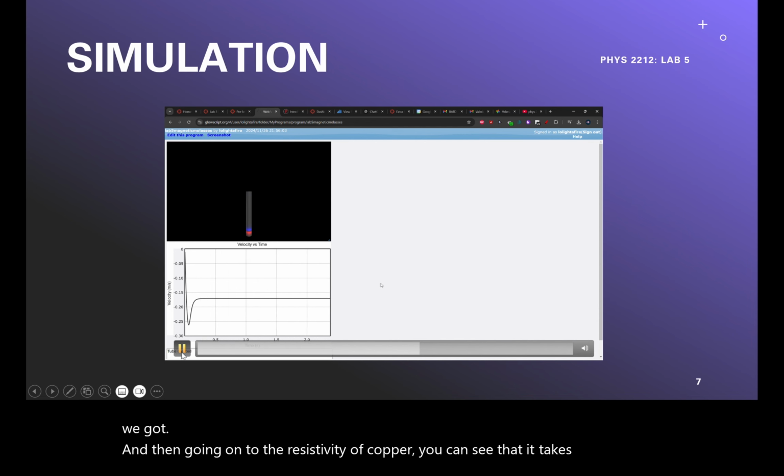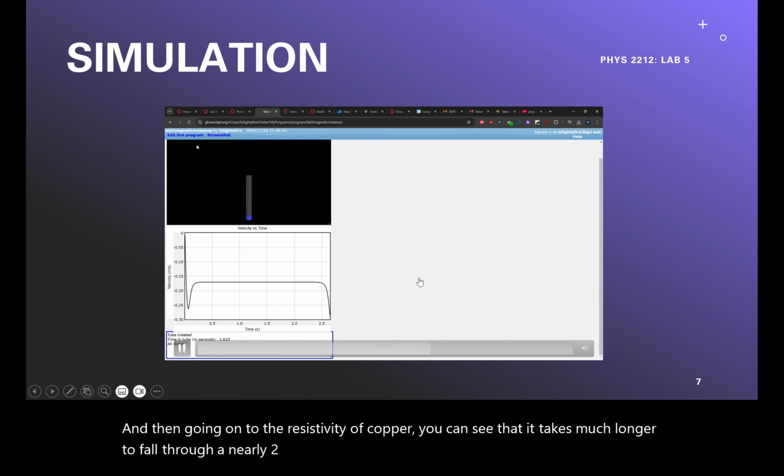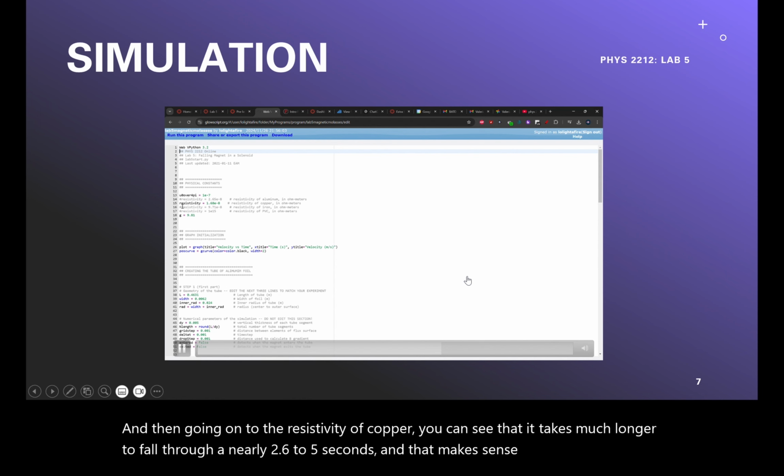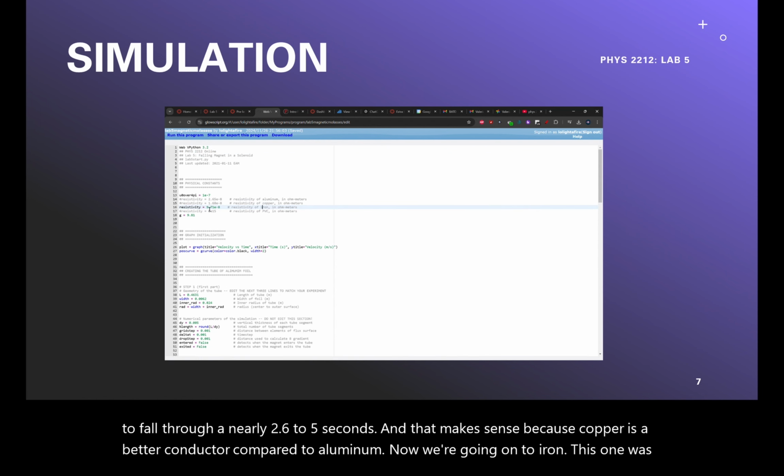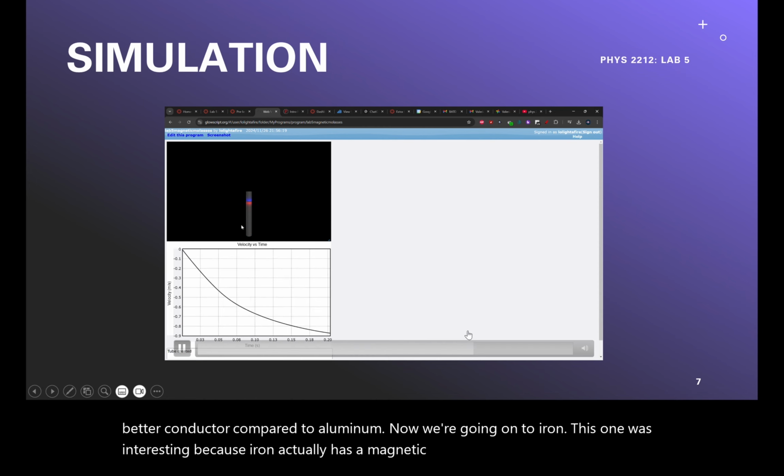Now, trying out the resistivity of copper, it takes a lot longer for the magnet to fall through, and this makes sense because copper has a lower resistivity and is a better conductor compared to aluminum.